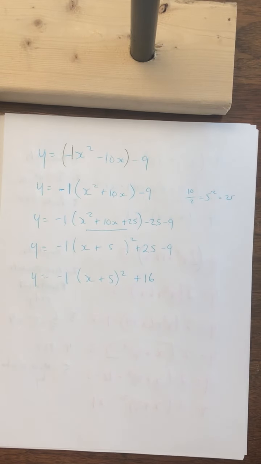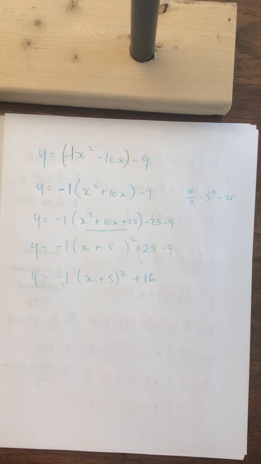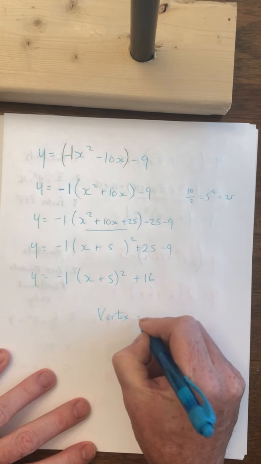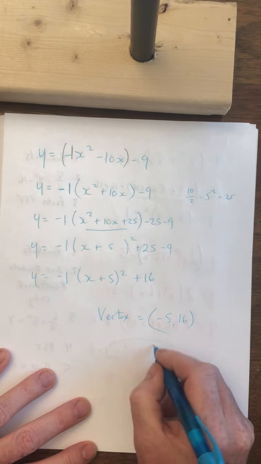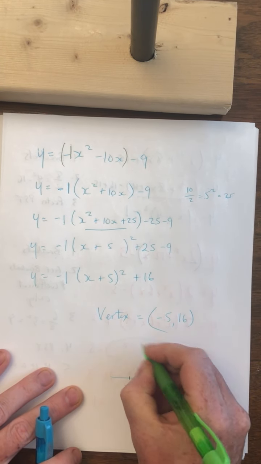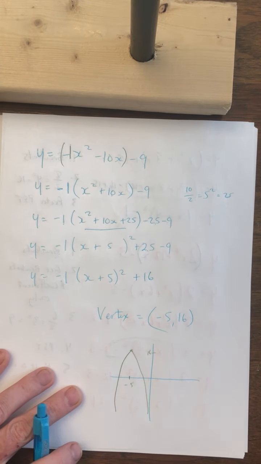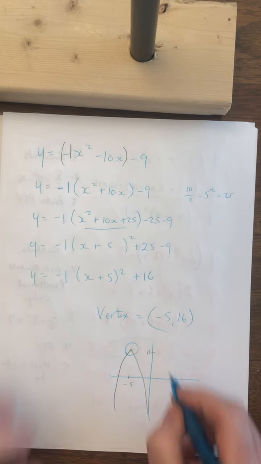So when we're talking about finding minimum and maximum values, in this case, we can find that. So we know that our vertex here is at -5, 16. We know it opens downwards. Here's our parabola. Therefore, this is our maximum value.